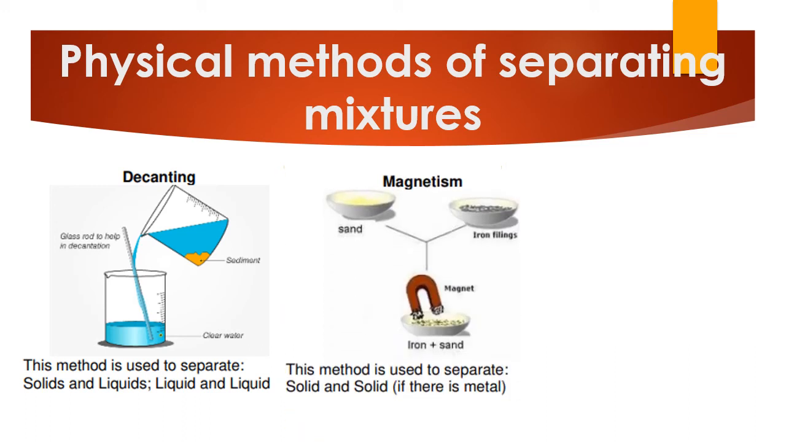Magnetism. This is used to separate solid and solid. If there is a metal, it will get attracted by the magnet, hence it will leave the other solid in the dish.